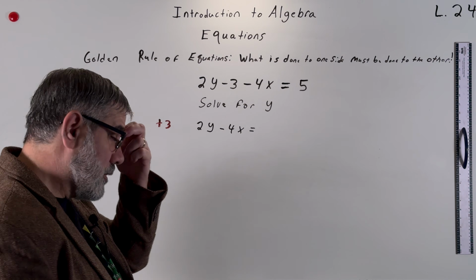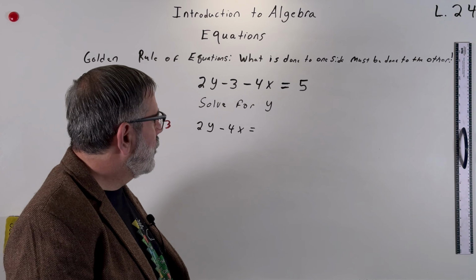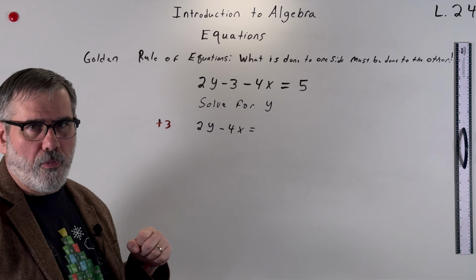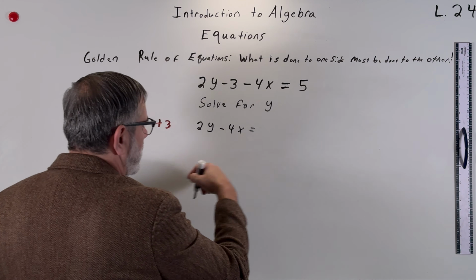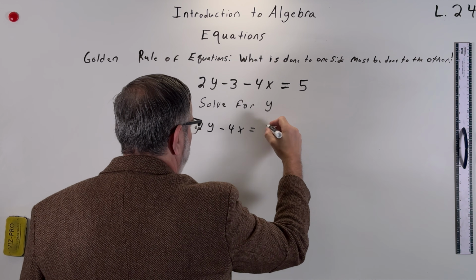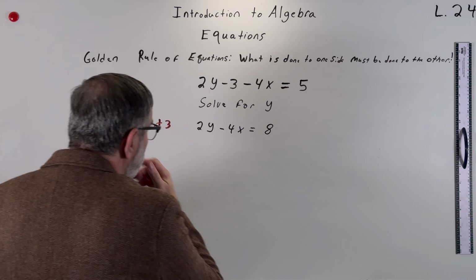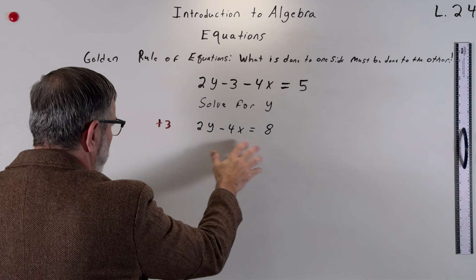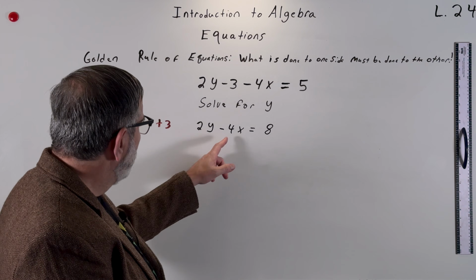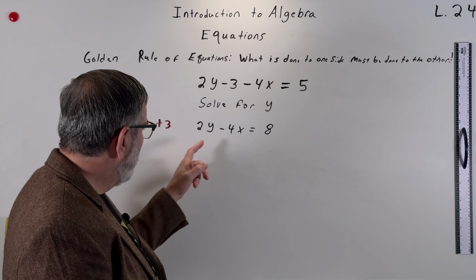Now I have to add 3 to the right side, though, because the golden rule of equations tells us that what we do to one side, we have to do to the other. Since I added 3 to the left-hand side, I got to add it to the right-hand side. And 5 plus 3 is 8. Yes? Yes. Now, next thing, now I've made some progress. It's looking simpler. But I want to get y all by itself on the left-hand side, let's say.